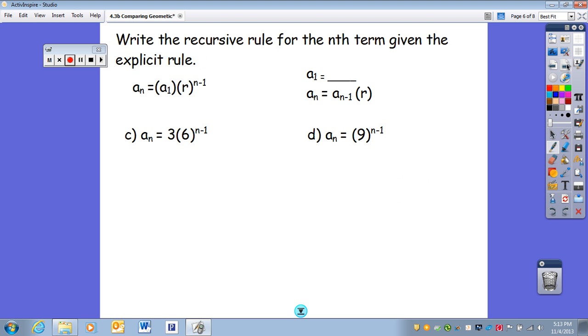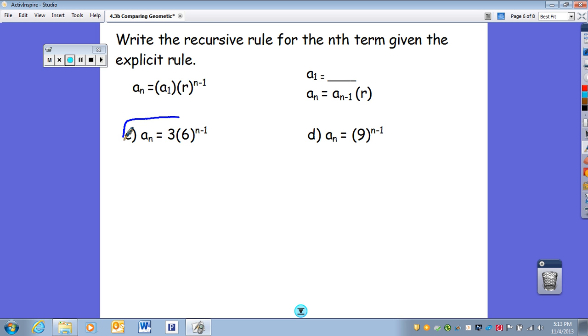In the next example, I am given the explicit rule, and I want to write the recursive rule. For the recursive rule, I must find my a sub 1, which is my first term. In this case, my first term is 3. Then I need my rate. My rate is 6. So to write the rule, I have a sub n is equal to my rate times my previous term. My rate is 6, and I'm going to multiply that times my previous term, and we can write it in that order. You could also write it in the reverse order, putting the 6 in parentheses after.